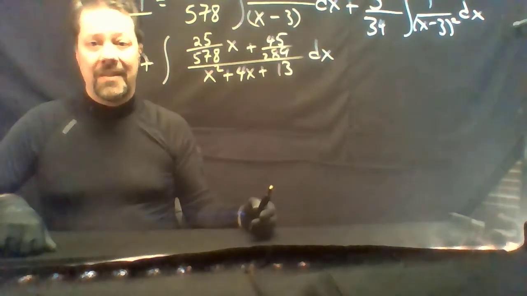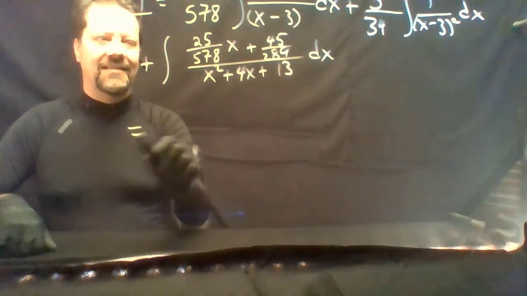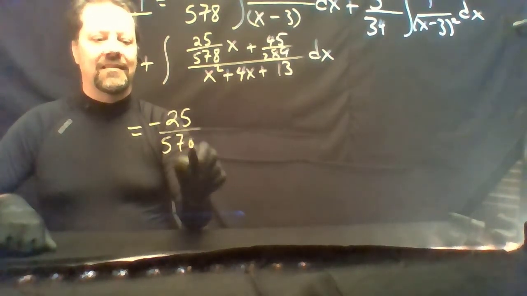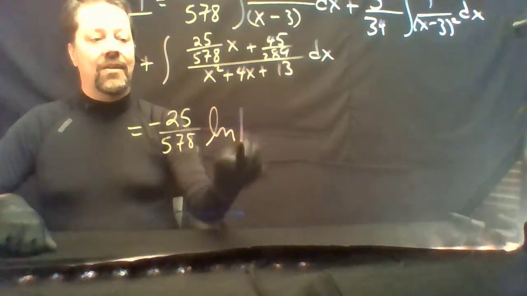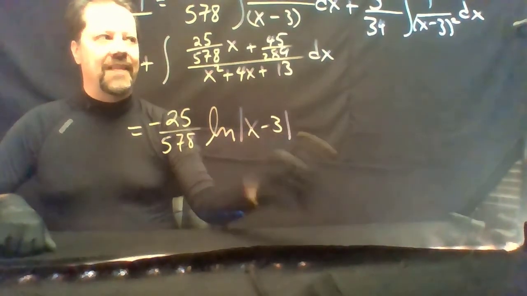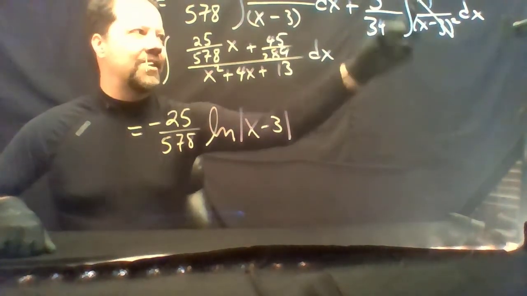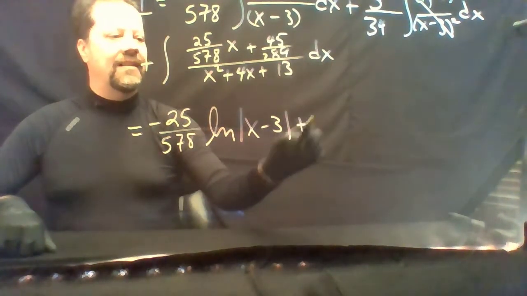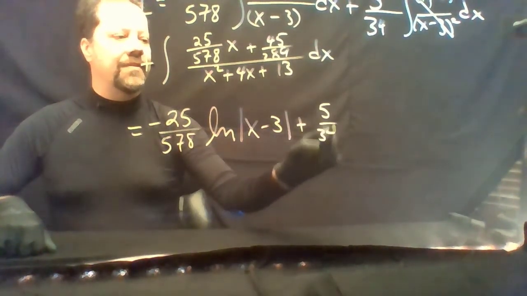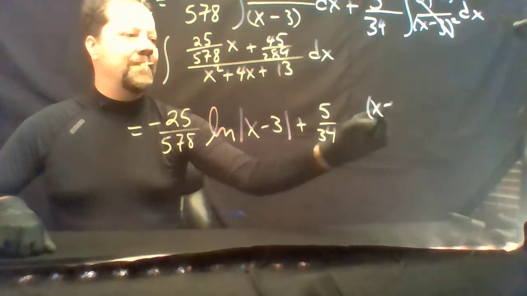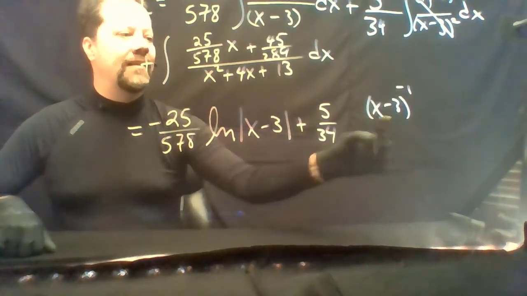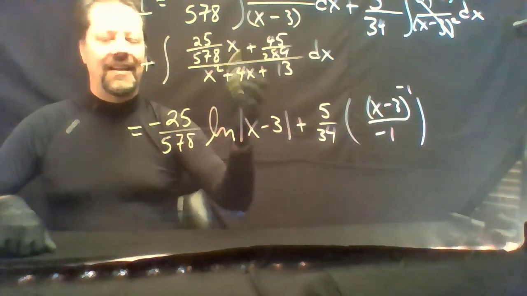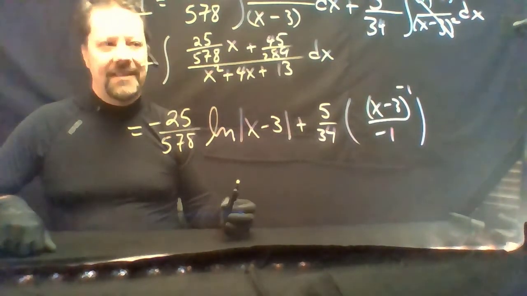The first two are not difficult to integrate. We'll get the log of the absolute value of x minus 3. On the second term, we should write that as x minus 3 to the minus 2. That way we'll get 5/34. We'll have x minus 3 to the power of negative 1 divided by negative 1. Now, for the last part, it takes a little more work.